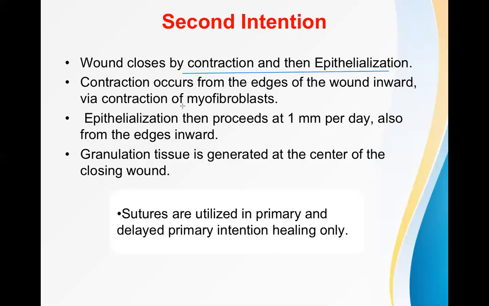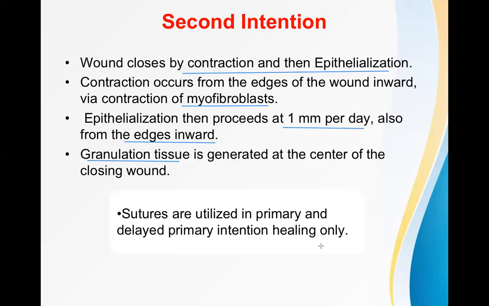Contraction occurs with the help of myofibroblasts. You already know this point. And epithelialization proceeds at 1 millimeter per day, and it starts from the edges and goes towards the center of the wound, because these are the sources of epithelial tissue. And ultimately, there is a formation of granulation tissue, and this granulation tissue will mature into the permanent scar. So a scar forms very prominently after healing by secondary intention. This is a take-home message from this discussion.